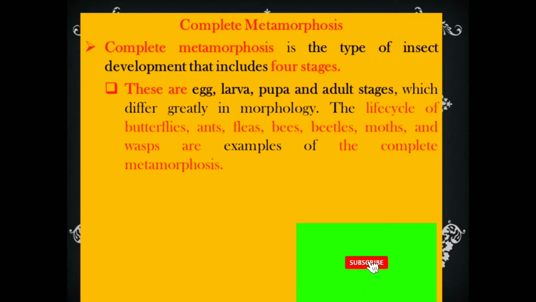The first one is the egg, and then the egg will change into larva, and then the larva gradually will change into pupa, and finally it will develop into an adult stage. So there are many insects that can be reproduced by complete metamorphosis. For instance, butterfly, ants, fleas, bees, beetles, and so on.